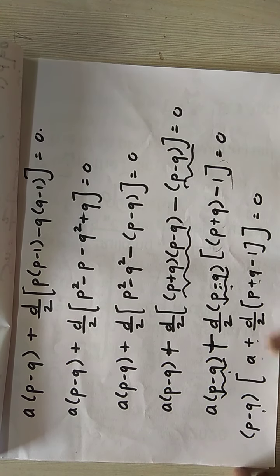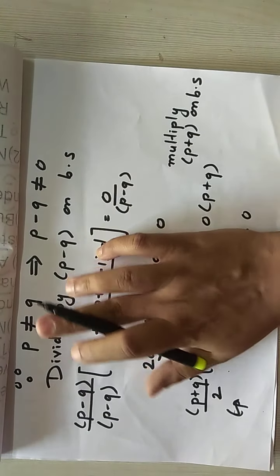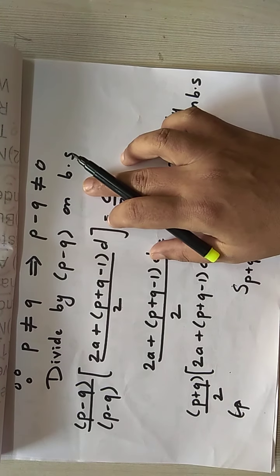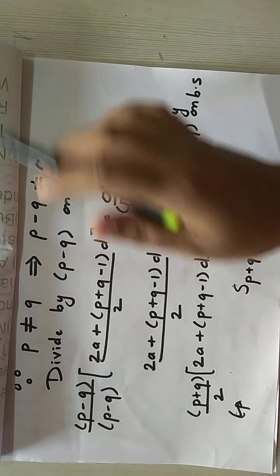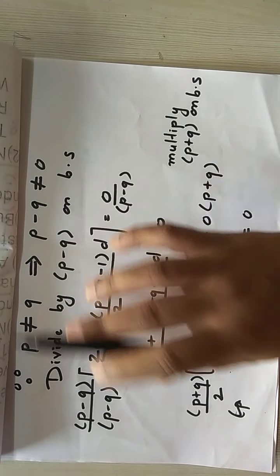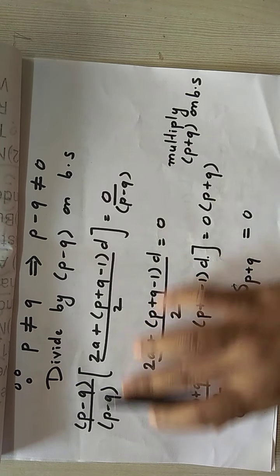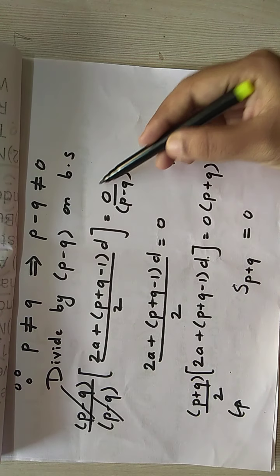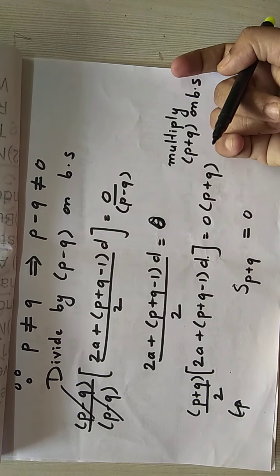Okay. Now if you observe, this p minus q can go on the other side, because p is not equal to q. If p is not equal to q, that means p minus q also should not be 0. 2 minus 2 is 0, 4 minus 4 is 0, but p and q are not equal, so p minus q will not be 0. So let's divide by p minus q on both sides. So this and this cancel, and 0 divided by any number is again 0. So here we have a 0 again.